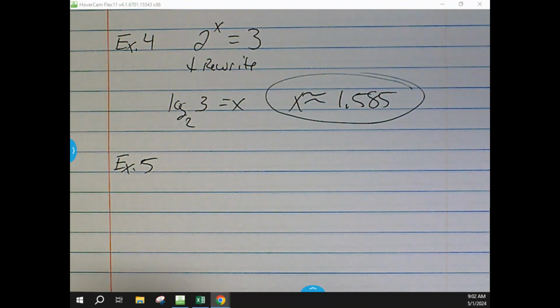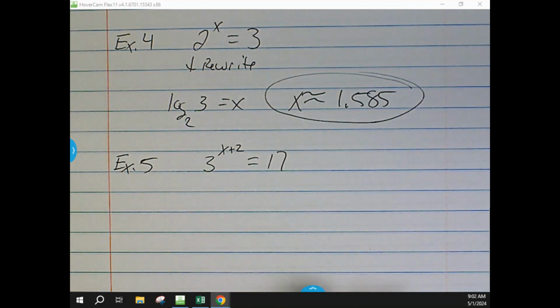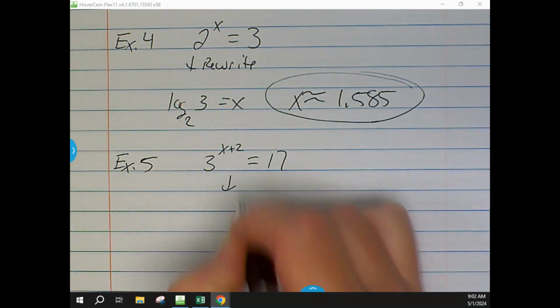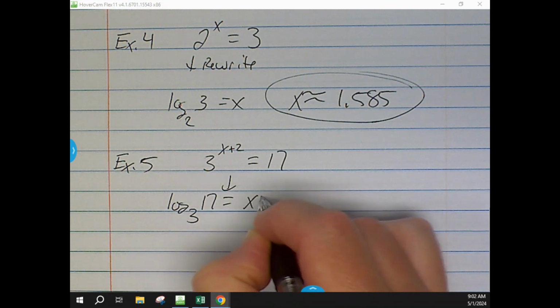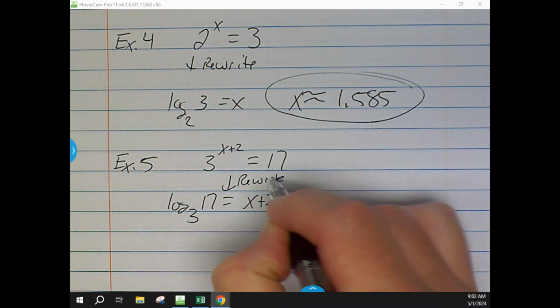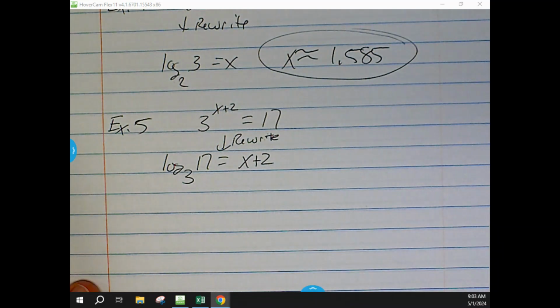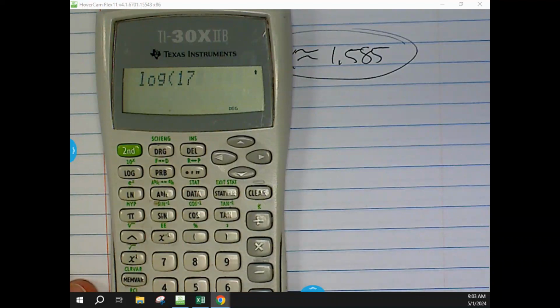Okay, so for example 5, let's go 3 to the x plus 2 equals 17. Again, rewriting it, we've got log base 3 of 17 would equal x plus 2. All right, again, it's all calculator from there. So we got log of 17 base 3. That's going to be log of 17, hit enter, divided by log of 3.